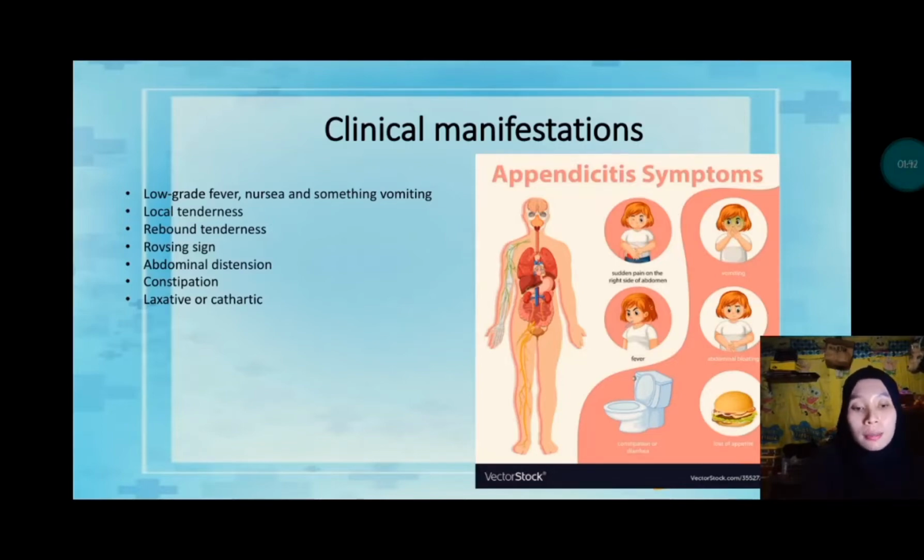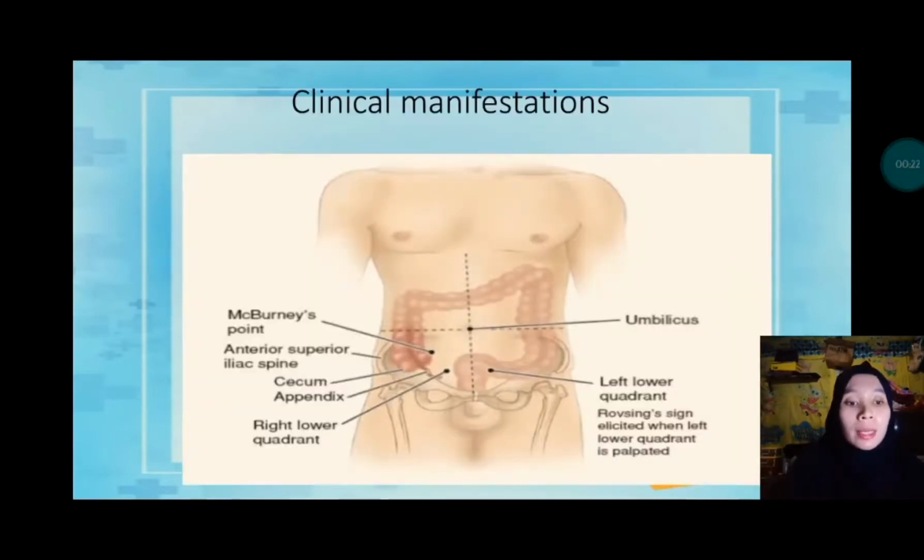The next is constipation or loss of appetite. Laxatives or cathartics should not be given when the person has a fever, nausea, and so on. When the appendix is inflamed, tenderness can be noted in the right lower quadrant at McBurney point, which is between the umbilicus and the anterior superior iliac spine. Rovsing sign is pain felt in the right lower quadrant after the left lower quadrant has been palpated.